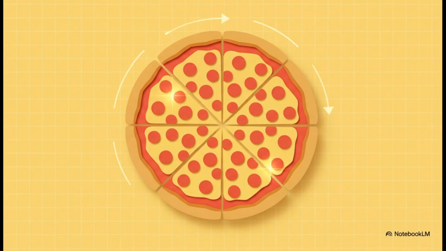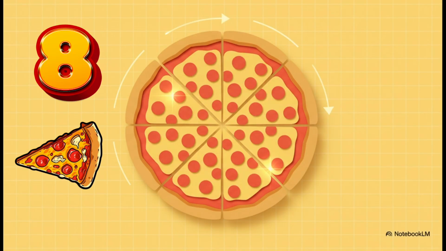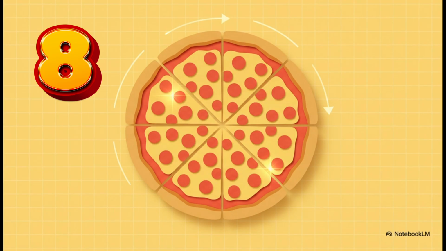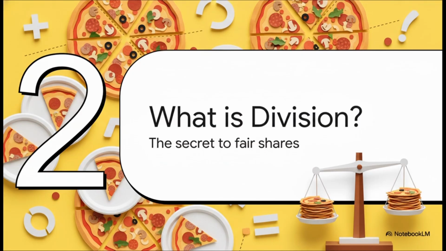So, for our little adventure today, our pizza is already cut up into 8 perfect equal slices. Count them, 8 slices in total. That's our starting number, so keep that in your head. So, that secret I was talking about? The secret to sharing fairly? Well, it actually has a name. It's a super powerful math tool called division. And trust me, it's exactly what we need for this pizza party.